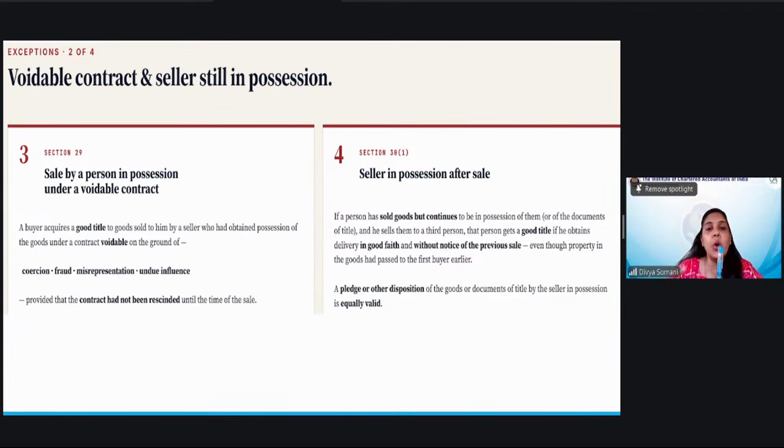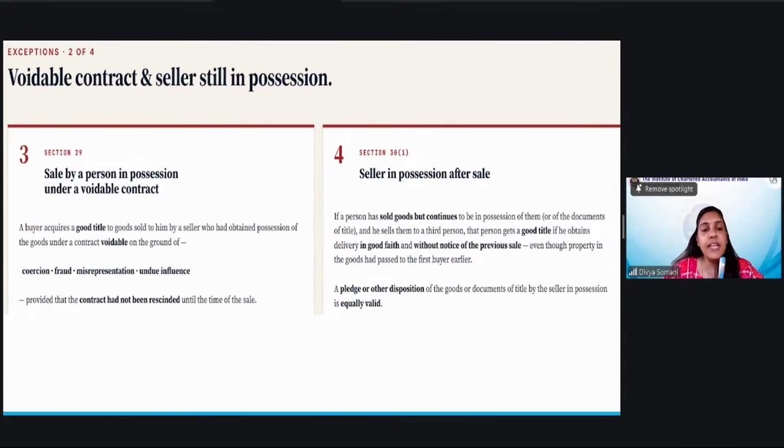So Pooja has not cancelled the contract. Otherwise, I had to return this pen to Pooja, because a voidable contract says that it can be terminated at the option of the aggrieved person. So the aggrieved person is Pooja, because without her permission, I have taken her pen, or without her free consent, I would say.